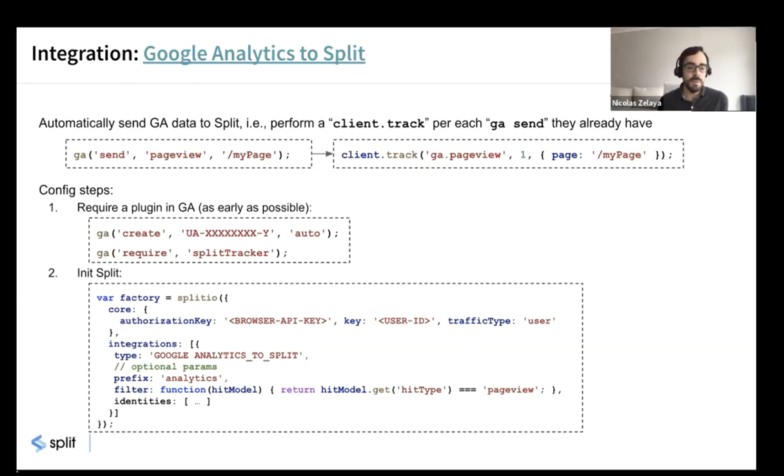The prefix, if you want to add one for easily filtering this in split or separate those events from the events that you are sending somewhere else. The prefix by default is GA. And then we support some other configurations. You can set some identities if you want to track for multiple traffic types at the same time for the same event. You can define those, and we are going to multiplex the hits.